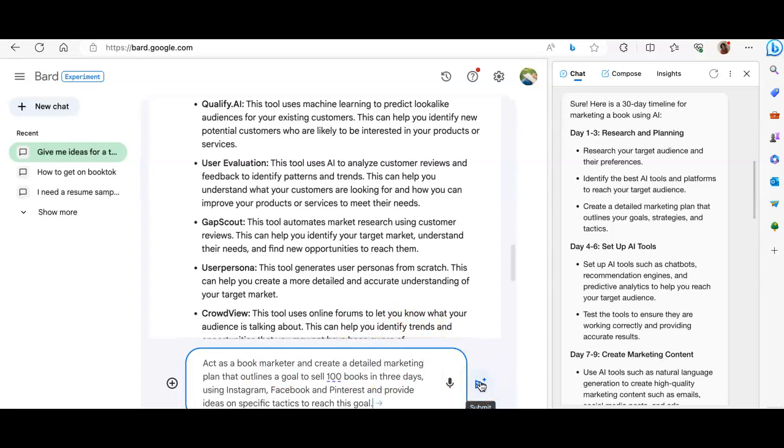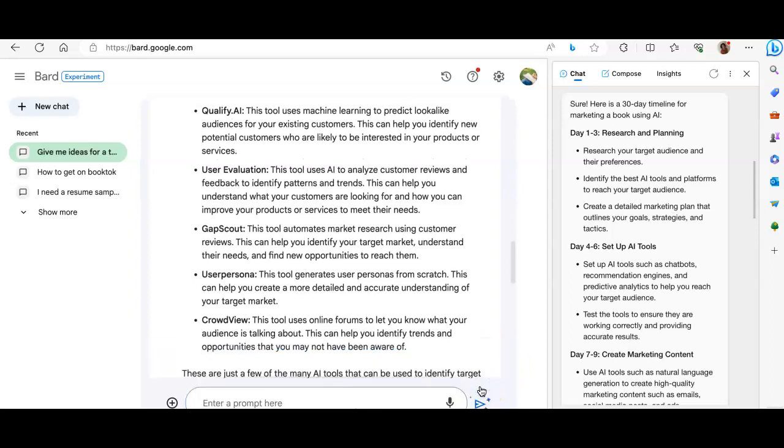Act as a, and then whatever your industry is, or your product or service. Or just put general, act as a marketer and create a detailed marketing plan for a realtor, for a person who sells, and then you fill in the blank, and then go from there. So I'm going to go ahead and see what comes up.